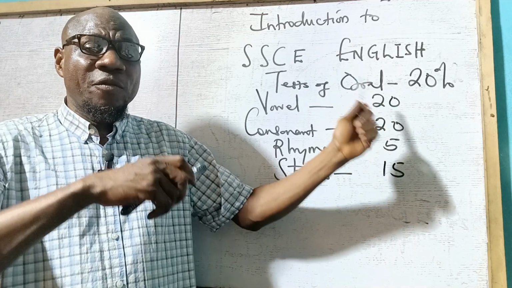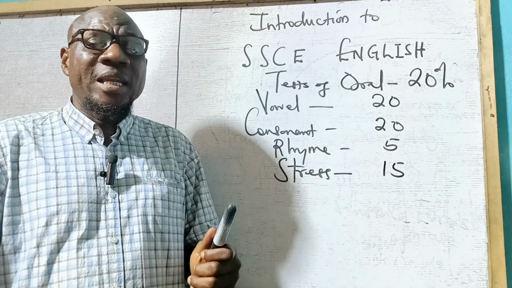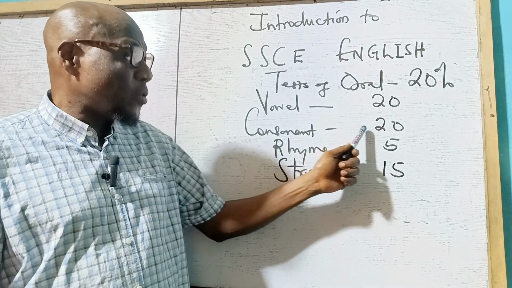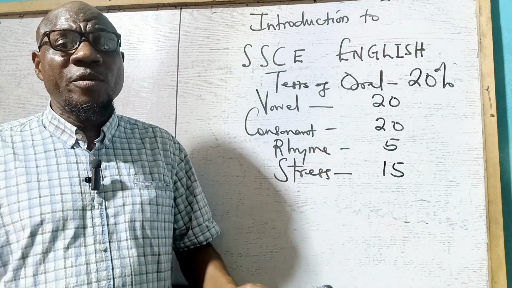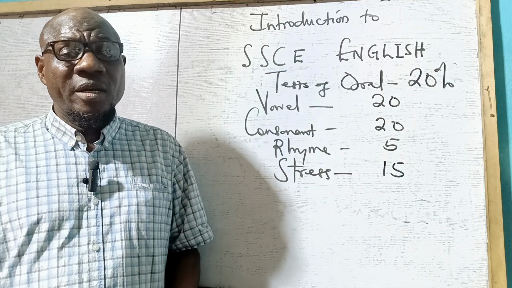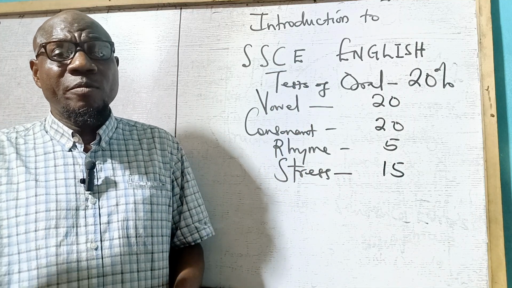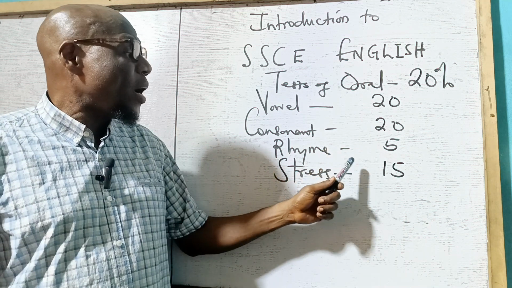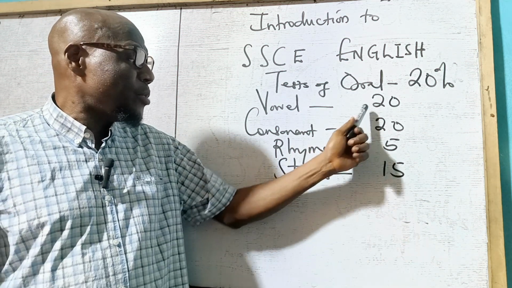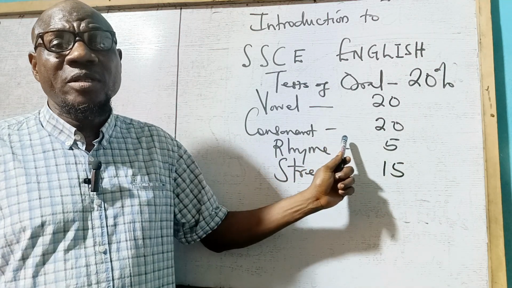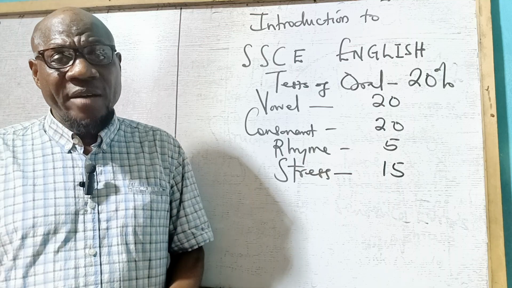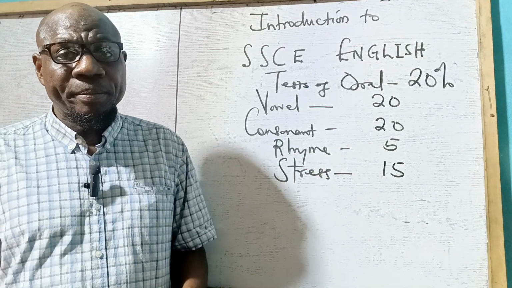You're going to have the first 15 at the beginning and the last 5 from number 51 to 55. The same with consonant sound. The first 15 will be from number 16 to 30. That will be on consonant sound. Then from number 55 to 60, that will be the remaining 5. While the question on rhyme comes immediately after vowel and consonant sound. That is question 31 to question 35 will be on rhyme.